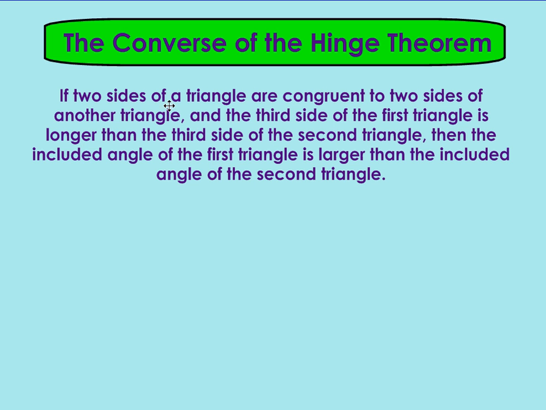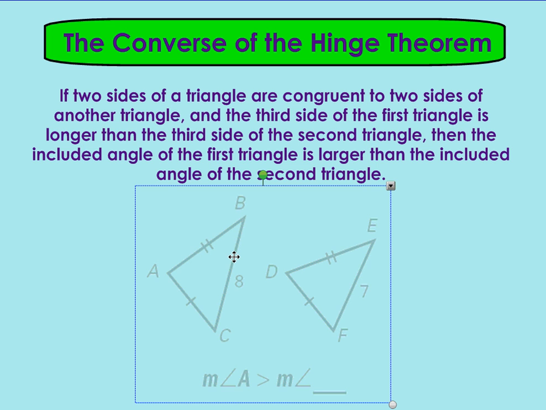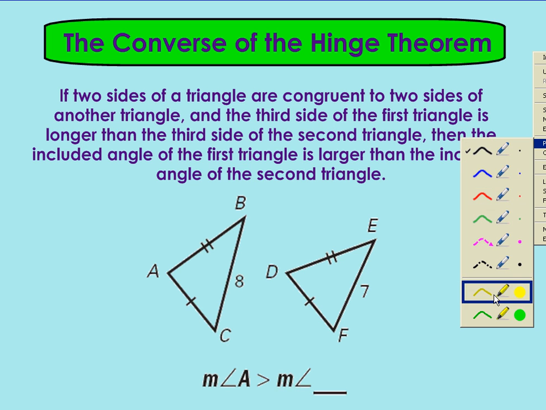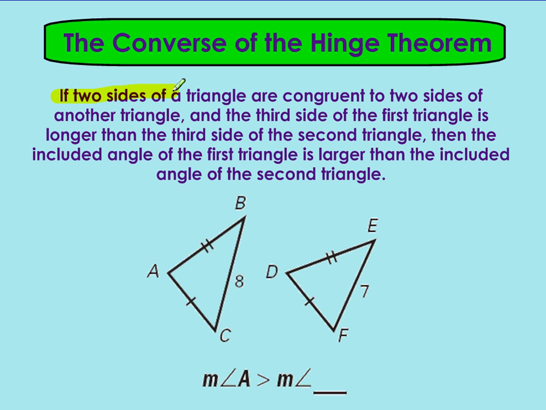So if two sides of a triangle are congruent to two sides of another triangle, and the third side of the first triangle is longer than the third side of the second, then the included angle of the first triangle is larger than the included angle of the second triangle. Once again, it's very wordy, so let's take a look at the picture. The first part is pretty much the same as the original theorem, stating again that you have two sides of one triangle that are congruent to two sides of another triangle. The second part is what is changing.